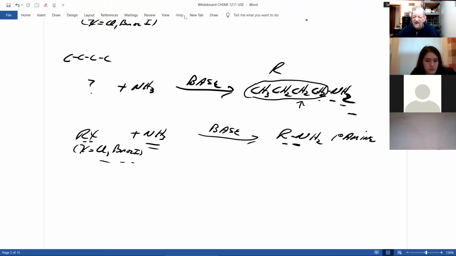Which carbon has the amine or amino group? The end one. Therefore, this one will be the halogen. I'm going to pick bromine. I could have easily put chlorine or iodine here too. There's 4 bonds to carbon. And that's how you do that. And that's how you make a primary amine.